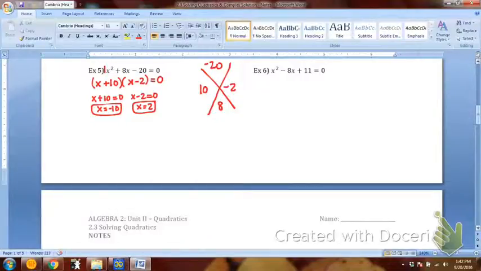Okay, so we're just taking what we learned with factoring, and we're just taking an extra step, which is setting them equal to 0 and solving them. So again, if I were to graph this parabola, this x squared plus 8x minus 20, if we were to find the vertex and graph it, it would cross the x-axis at negative 10 and at 2. You guys understand how that's working? Okay, let's go on to the next example here.